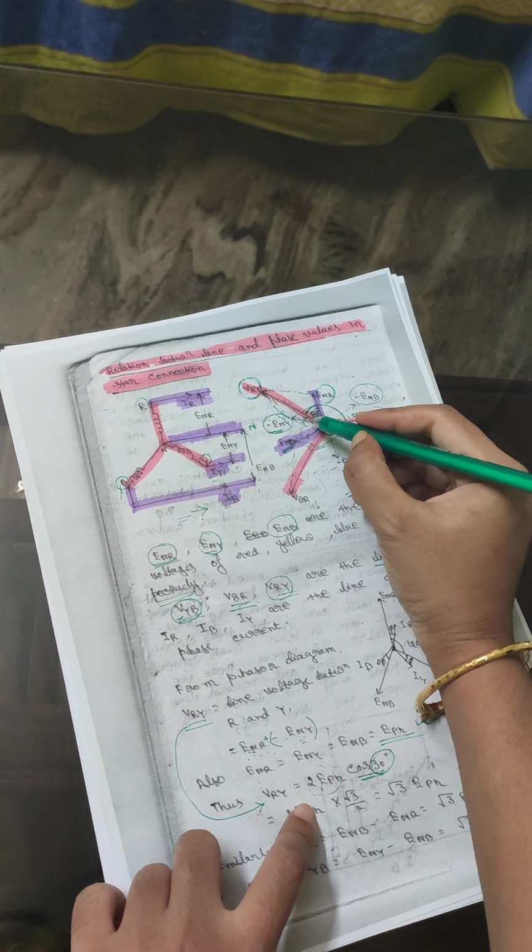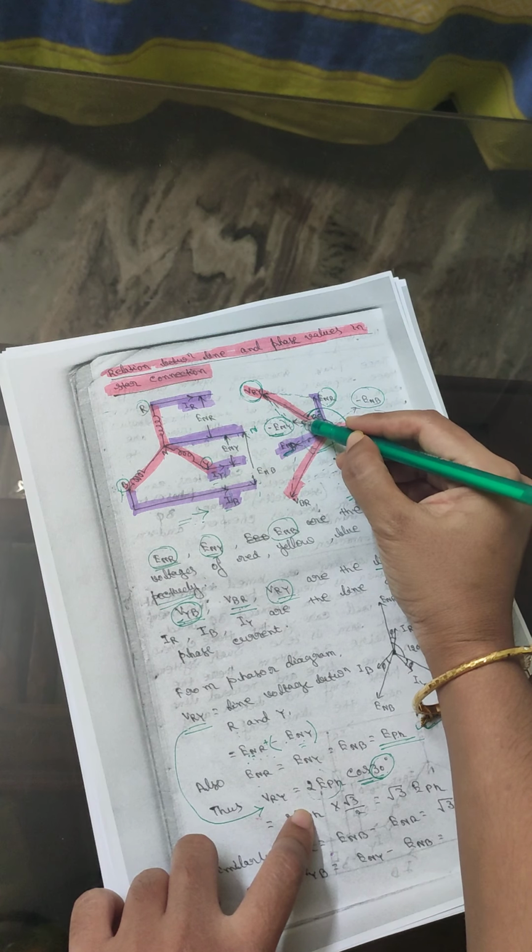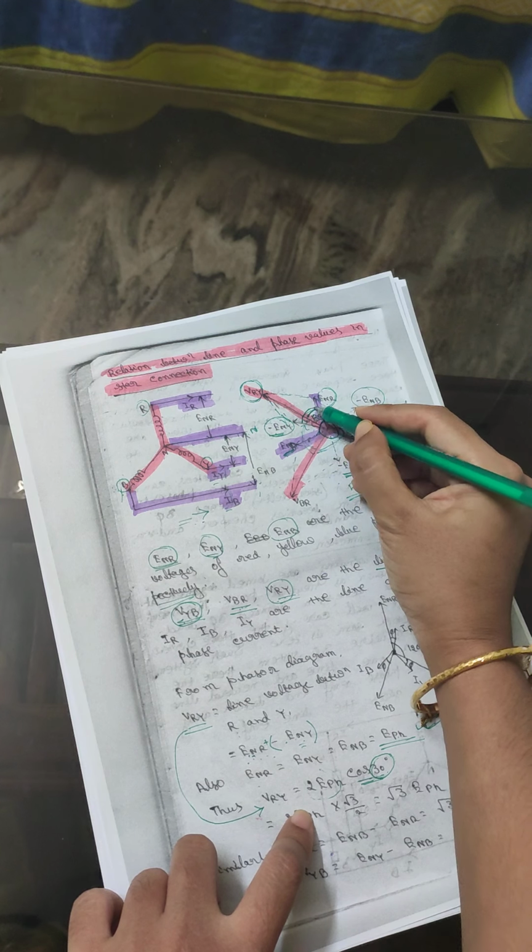Why did we get cos 30? That is because the phase angle difference between ENY and ENR is 60 degrees.